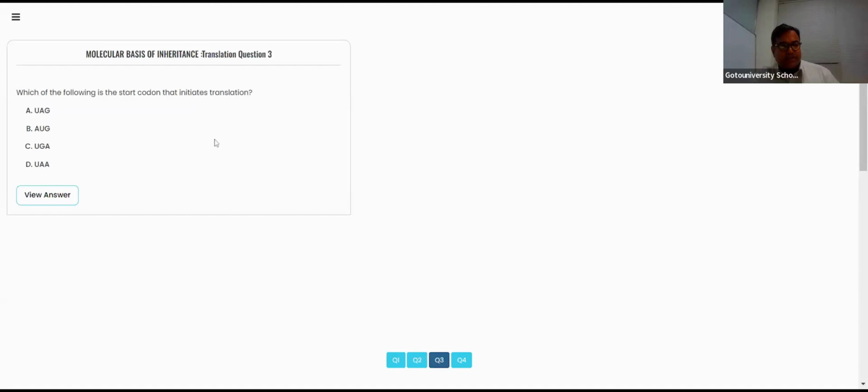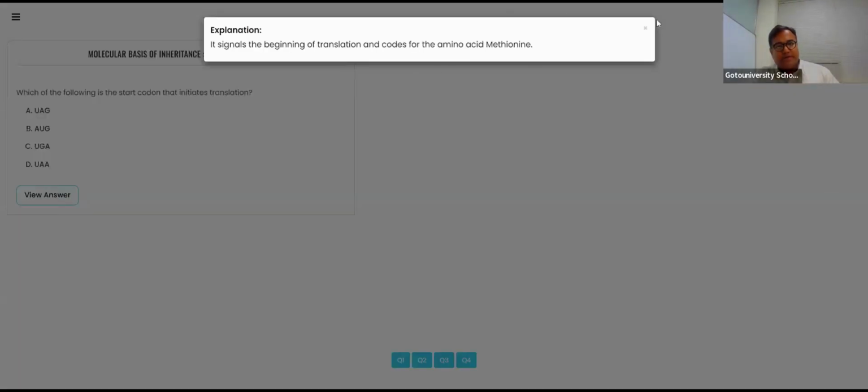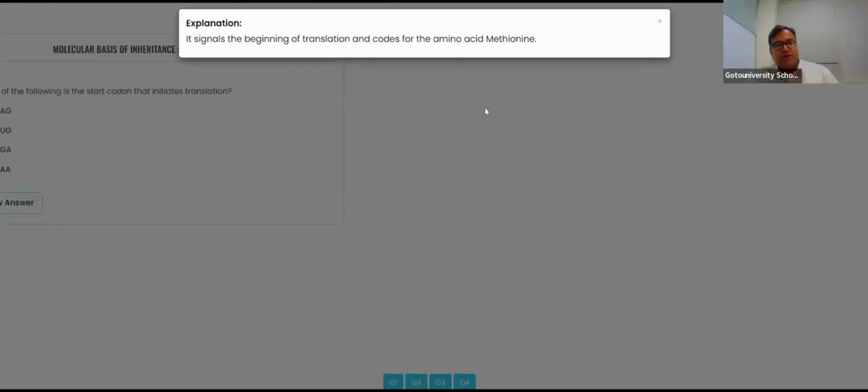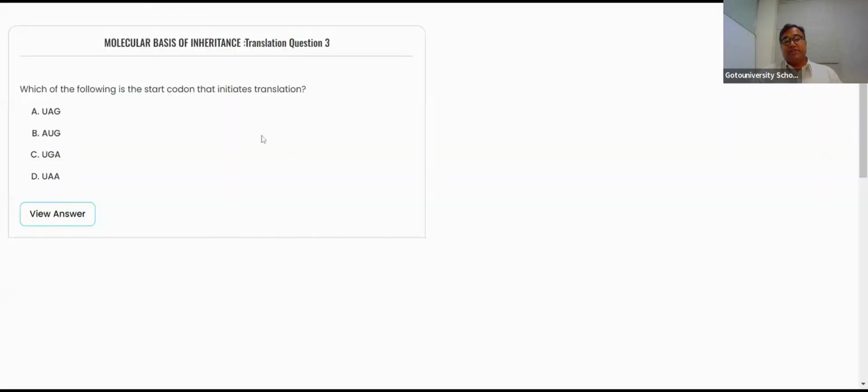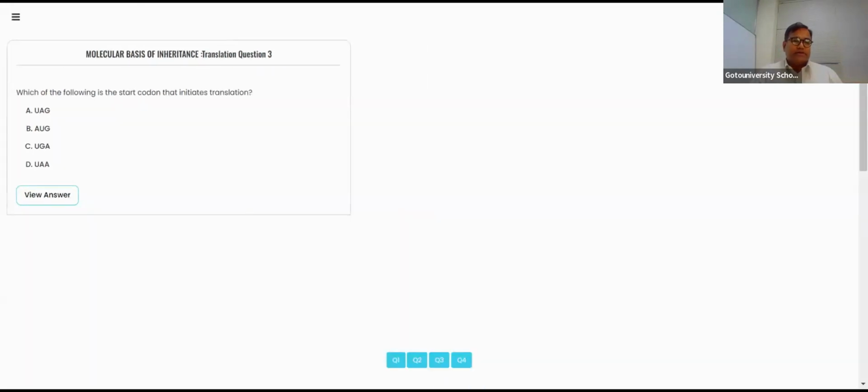In question 3, which of the following is the start codon that initiates the translation? AUG codes for the first amino acid in all proteins, right? Methionine. Whenever you see methionine, the methyl group is there, and "-ine" means NH2. So your mind should work like this. Methionine is coded by AUG. This methionine is the first amino acid in all proteins, so this is the way you remember it.